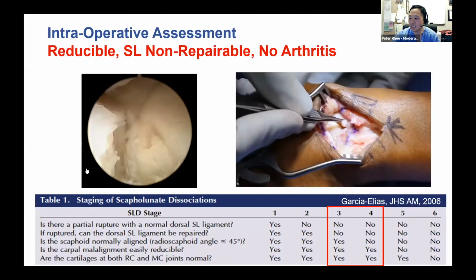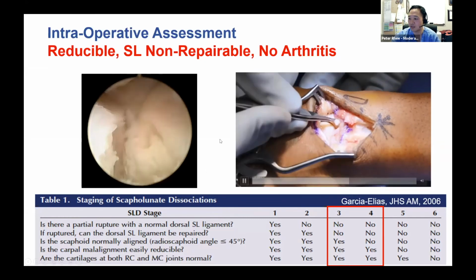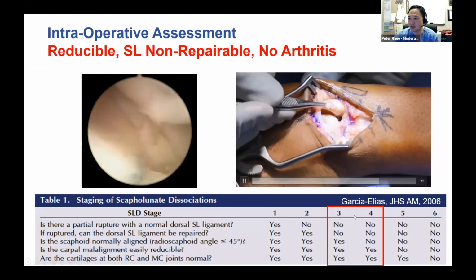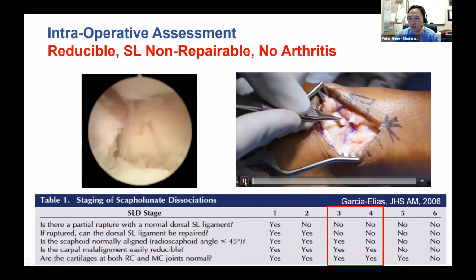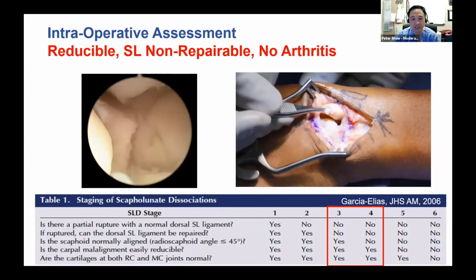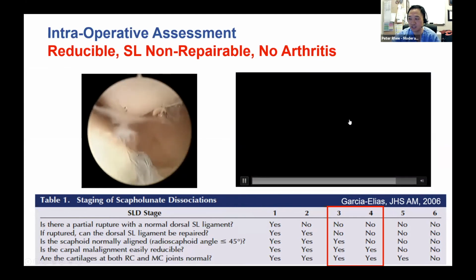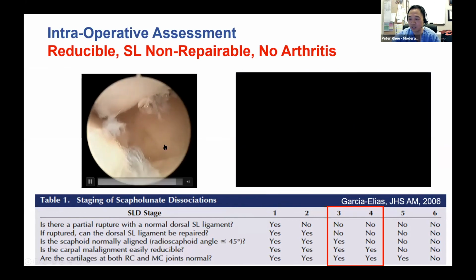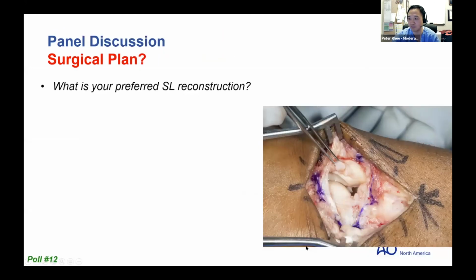Okay. Yeah, I think most everyone in the audience said they would do a formal SL reconstruction. Now, in this case, that's not plain, but pretty much in Garcia Elias's classification and staging, which I think is quite helpful, this would be the reducible, SL is not repairable, no arthritis, and that's just kind of showing what your scaphoid shift test, what you're trying to do in that patient. This is what it would look like arthroscopically. What do you do in this patient population?